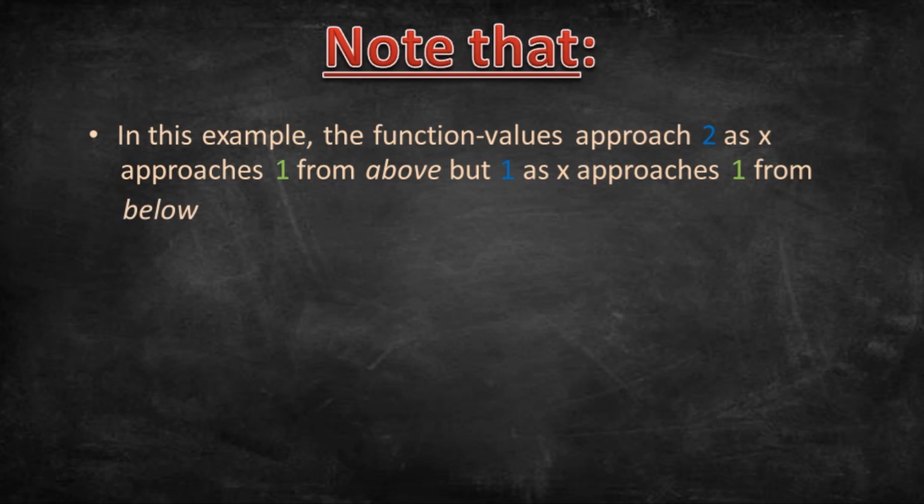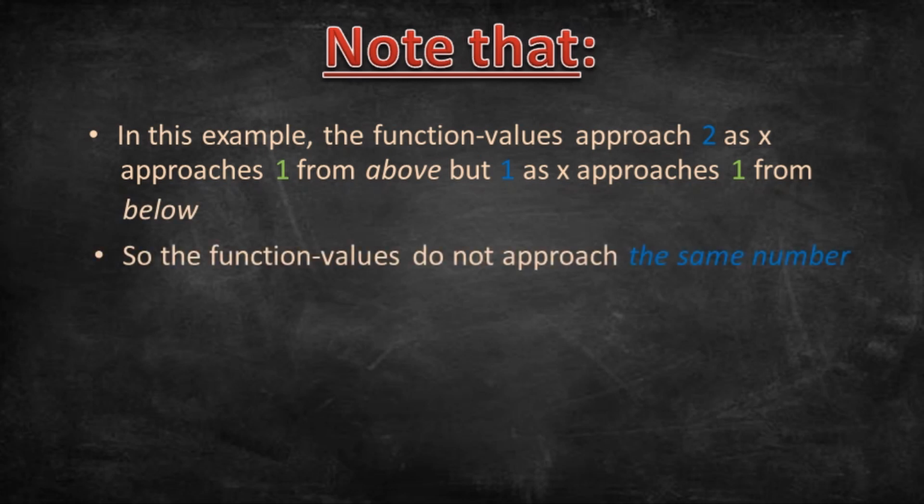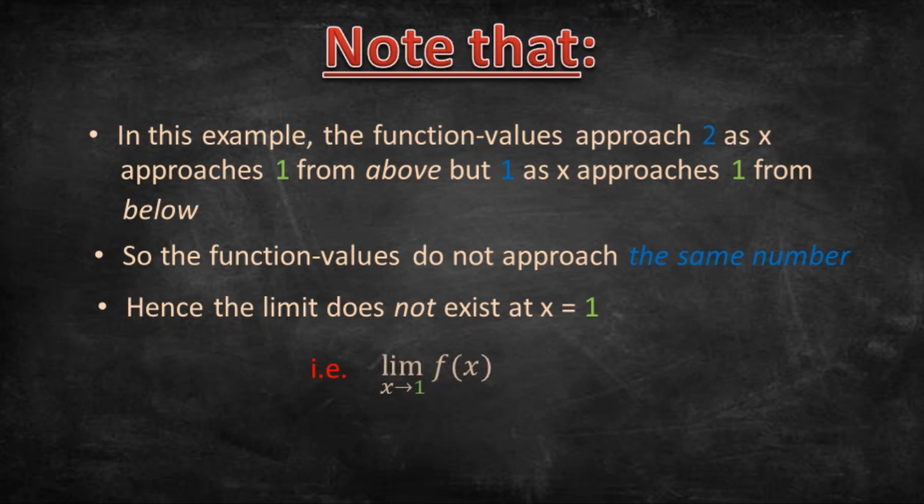So the function values do not approach the same number. Hence we say that the limit does not exist at x equal to 1. That means that the limit of f of x as x approaches 1 does not exist.